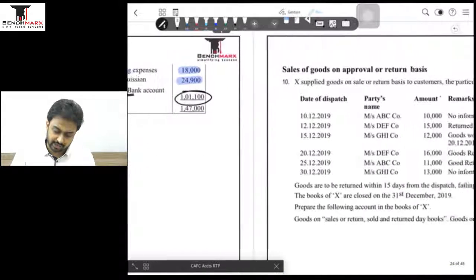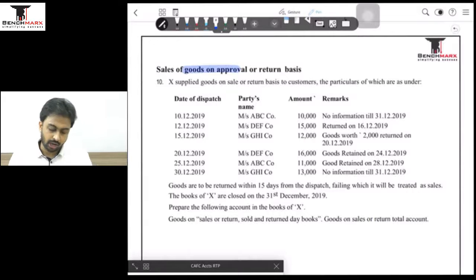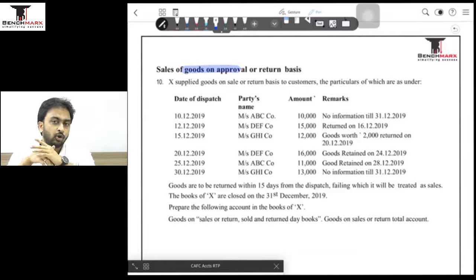Now let us go to the next question of the RTP, appears to be on sale of goods on approval basis. So इसका concept तुम्हारा क्या है? The vendors or the business guys send the goods on approval basis. जितना goods approve होता है उतना ही sale होता है. They have a right to return the goods once they have not used them or once they don't need them.